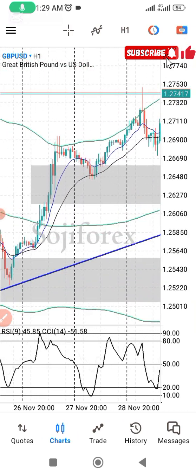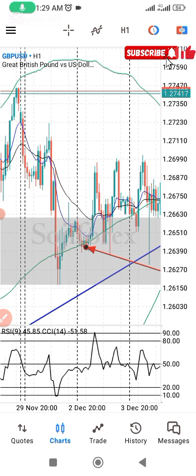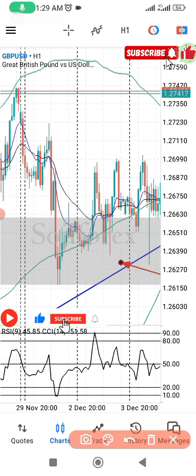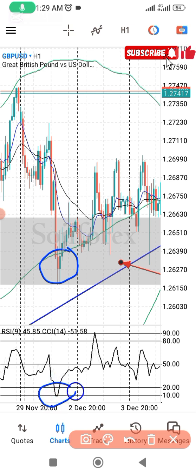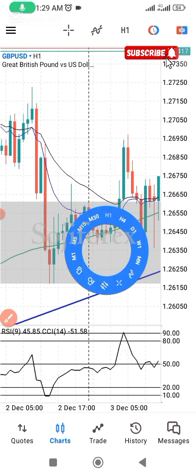Now this is our H1 time frame. This is great. So you can see now that on the H1 time frame, price pulled back into this zone. And look, our commodity channel index is at the level of 20 and 10. And afterward, what do we see? We have a beautiful candlestick formation.